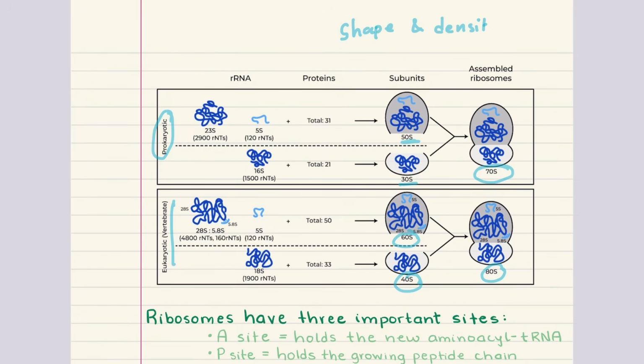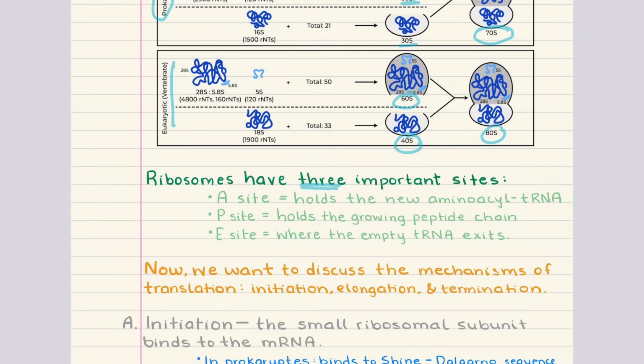Within the ribosome, there are 3 key sites where transfer RNA molecules interact with the messenger RNA. First, we have the A site. This is where the incoming tRNA carrying a new amino acid first enters the ribosome. And the A site stands for aminoacyl tRNA site.